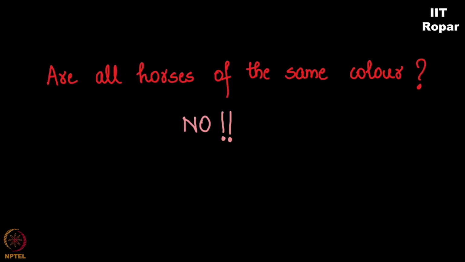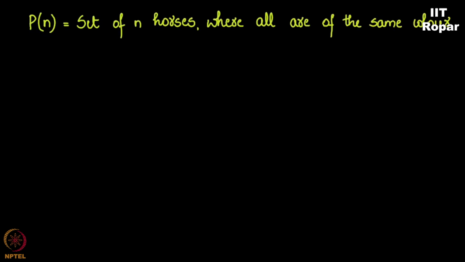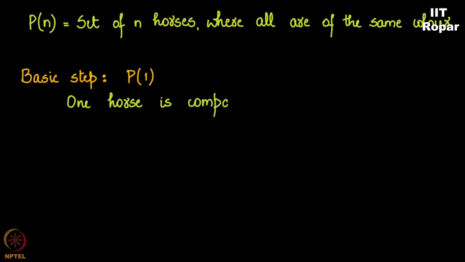I'll consider my P of n to be: a set of n horses are all of the same color. What is my basic step? I'll consider the basic step as P of 1, which says a set of one horse is of the same color, obviously. I compare the horse with itself. It is of the same color.